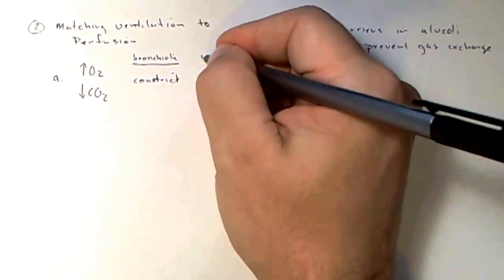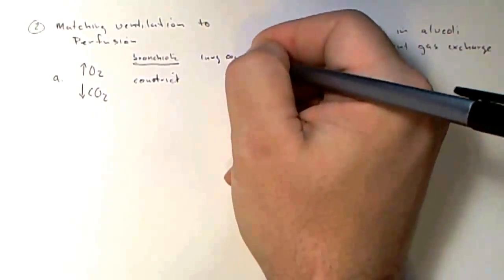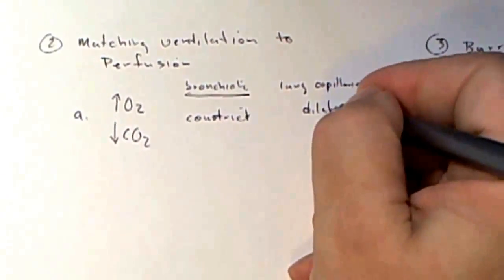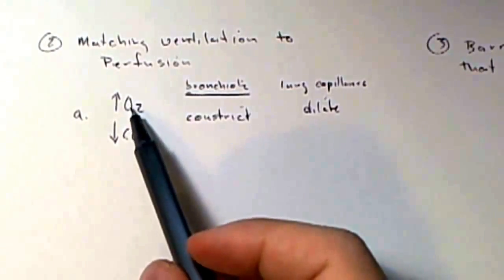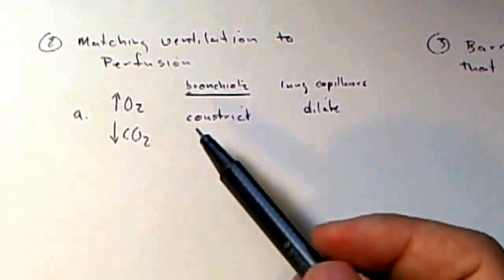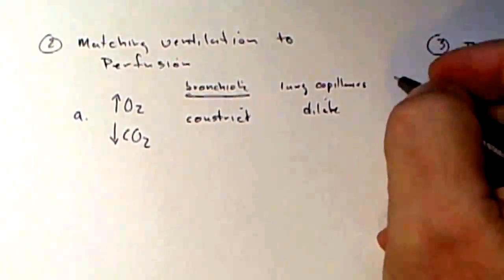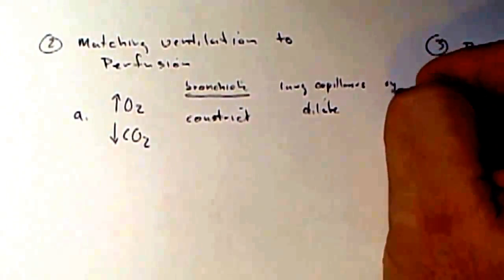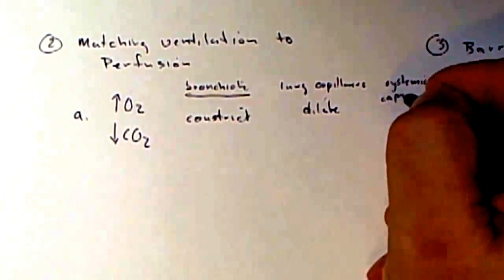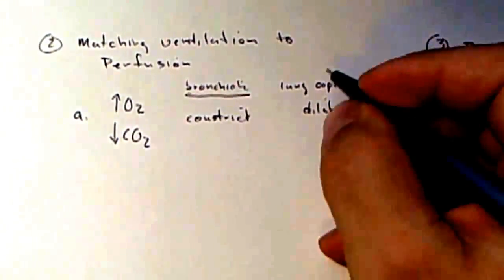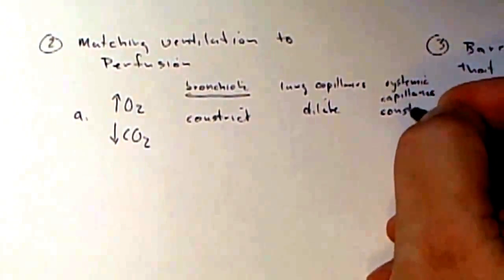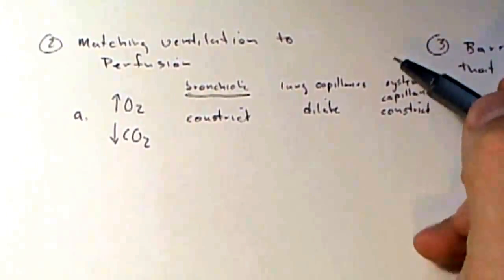Lung capillaries will dilate. And the reason they will dilate is if there's lots of air in the alveolus, let's get blood into that alveolus so that that blood can pick up oxygen. Now, one thing that might help us to distinguish this is systemic capillaries. So lung capillaries and systemic capillaries are directly opposite. They work in opposition.